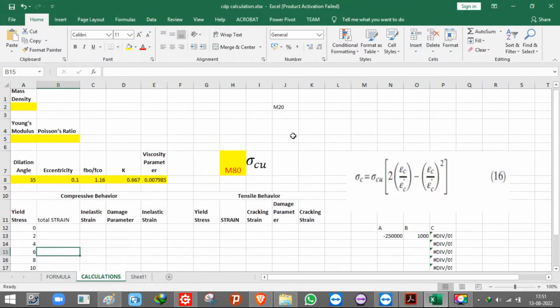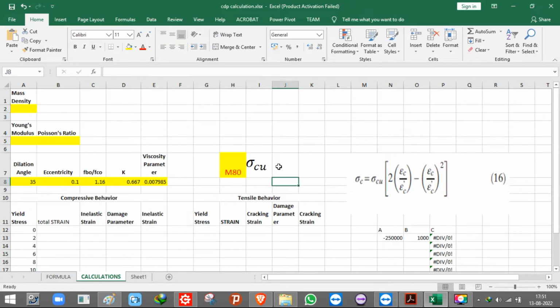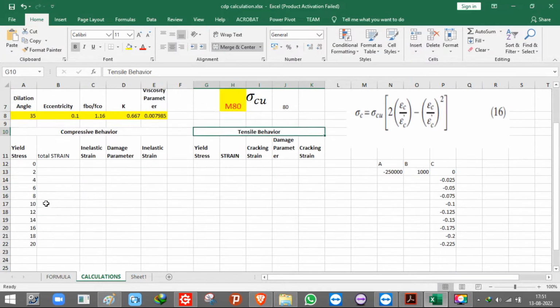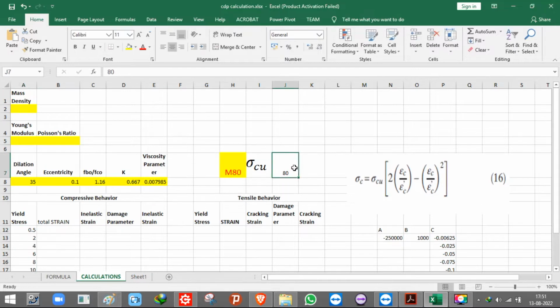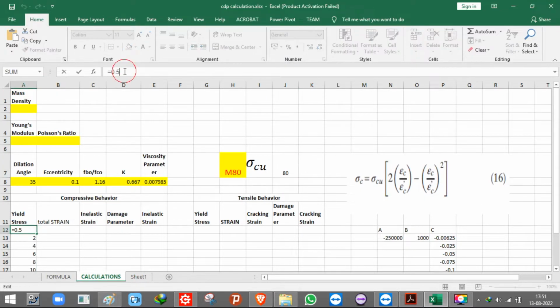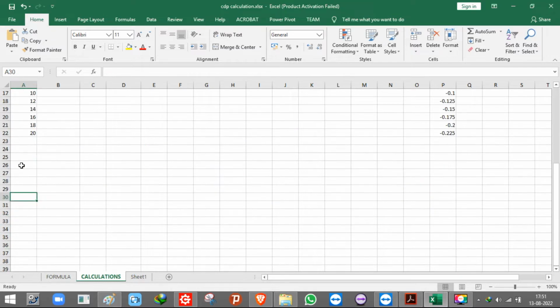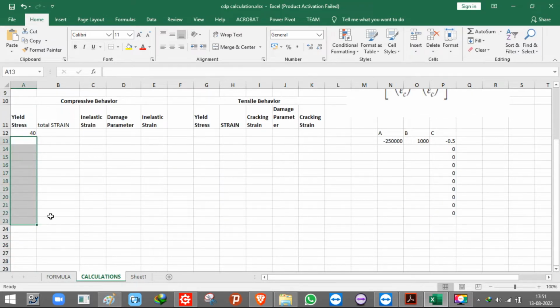So we'll directly start from inelastic stress. Here we are going for M80, so sigma Cu will be 80. Now 0.5 times 80 will be 40. So just avoid these earlier values, because I have written them just to explain to you. After 40, you take any random data, whatever number of data points you need.